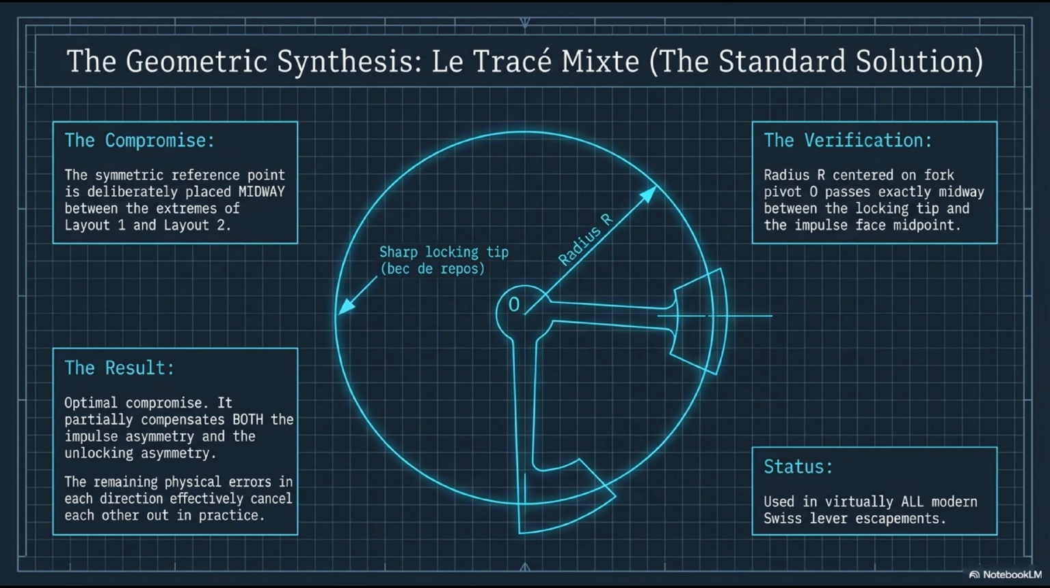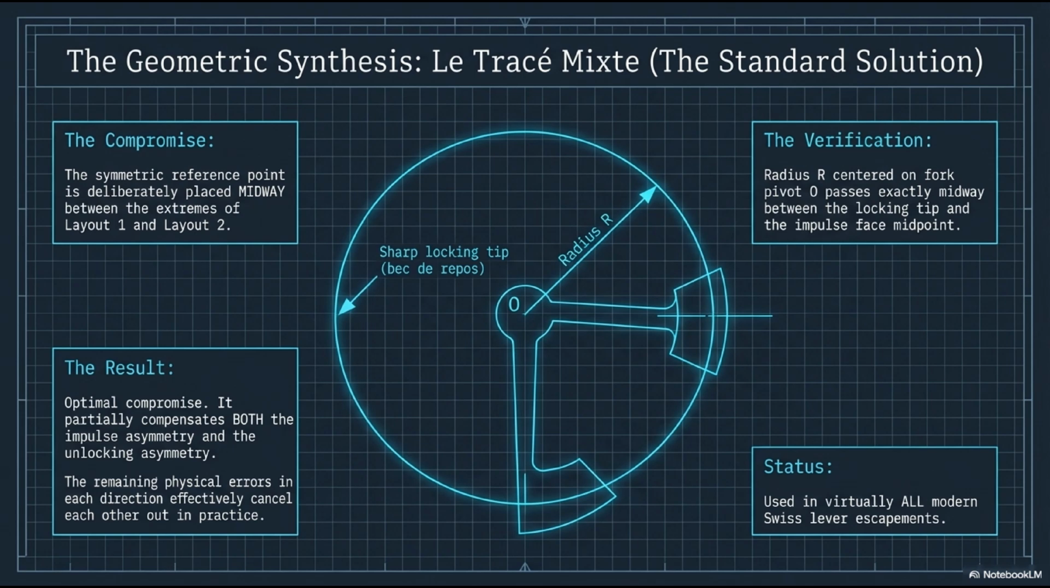We've seen that equidistant rest gives symmetric unlocking but asymmetric impulse, and equidistant levers give symmetric impulse but asymmetric unlocking. The fundamental dilemma: with fixed pallet stone geometry, you cannot simultaneously achieve perfect symmetry in both parameters. A trade-off is unavoidable. The mixed layout resolves this by deliberate compromise. Instead of placing the geometric reference point at the locking tip, equidistant rest, or at the impulse face midpoint, equidistant levers, the mixed layout places it exactly midway between the two.